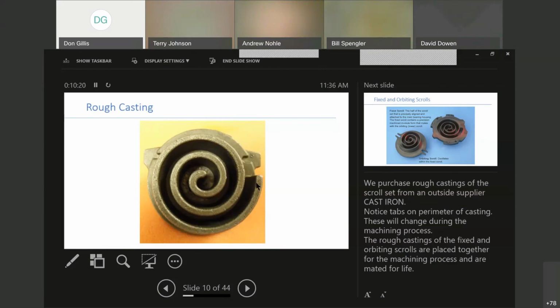The rough castings of the fixed and orbiting scrolls are placed together for the machining process and are mated for life. Okay, this happens to be the orbiting scroll, and you'll take notice here as we move along how much that changes.